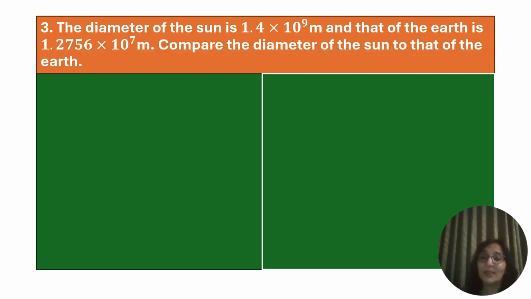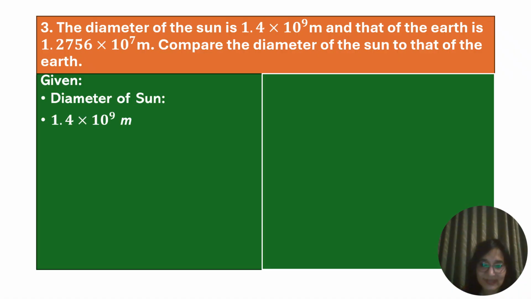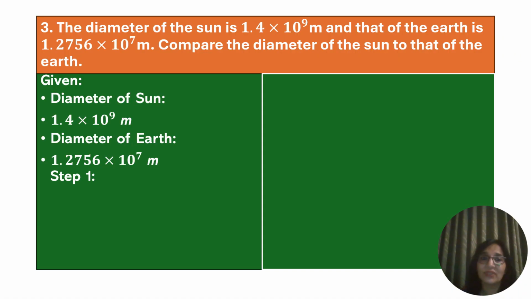Look at this question. The diameter of the sun is 1.4 into 10 to the power 9 meter, and that of the earth is 1.2756 into 10 to the power 7 meter. Compare the diameter of the sun to that of the earth. Let's see what is there in the question. So what is the first thing? Write what is given. Diameter of the sun is given. Diameter of the earth is given.